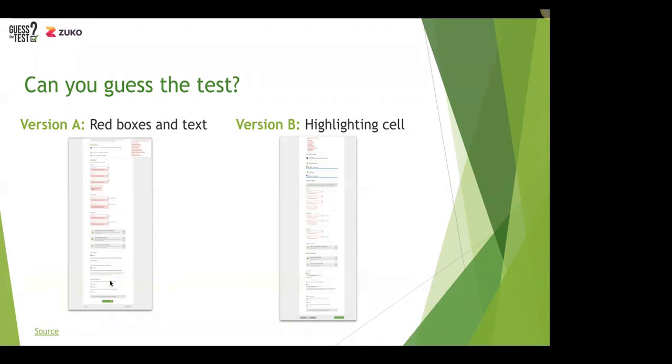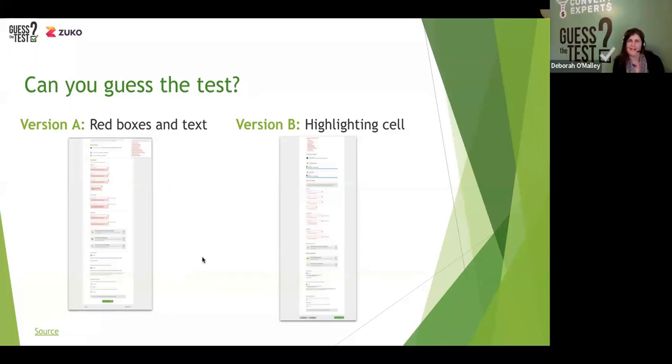Right, two more seconds. Two, one. All right, and so we're pretty close. We have kind of up in the air here. 54% think version A with the red boxes, and 46% of you think version B with the cell highlights. So let's see.